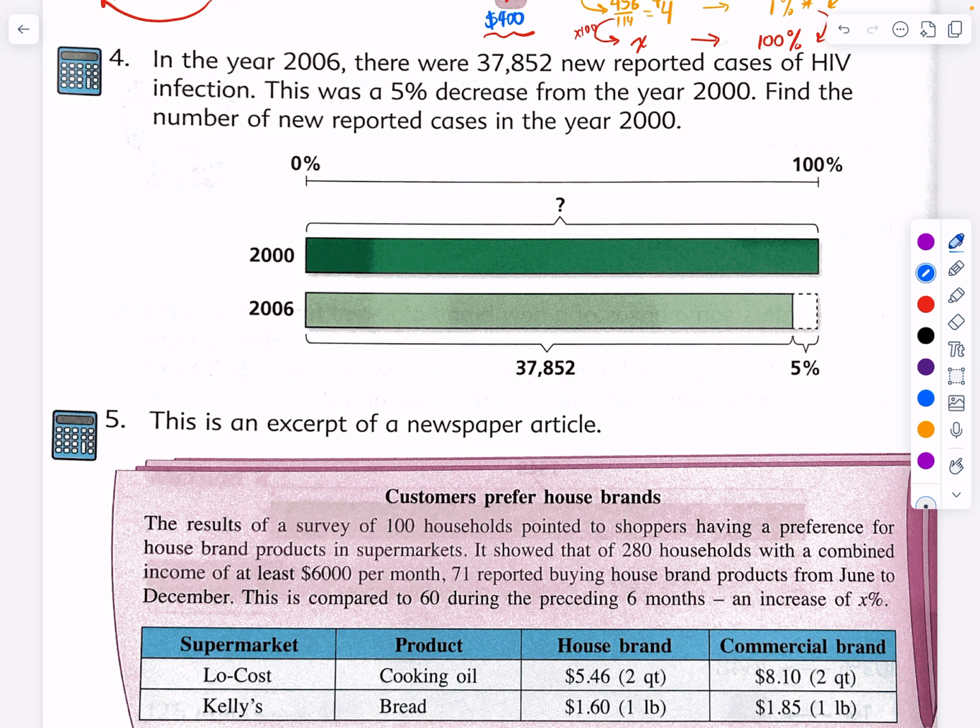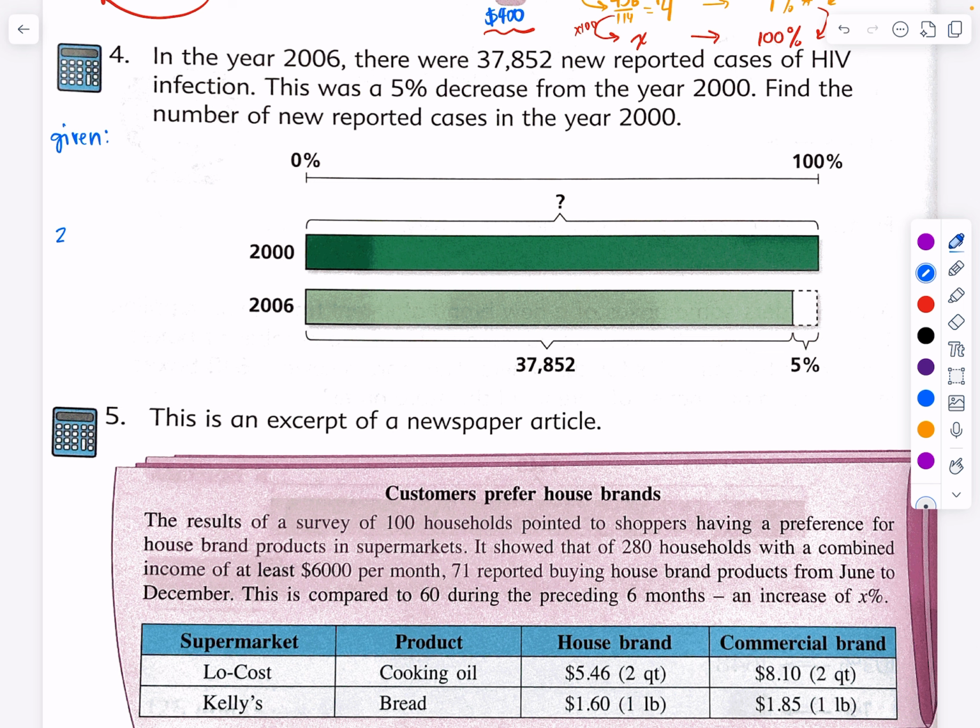Again, let's analyze what is given. The problem gave you a bar model, but I want you to learn how to make this analysis on your own. Given, we write what is given by the problem. We know that in the year 2006, there were 37,852 infections, which was a drop compared to the year 2000. We do know that compared to the year 2000, there was a 5% decrease in the cases.